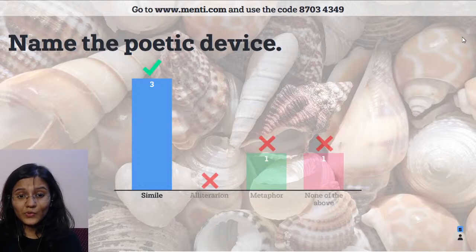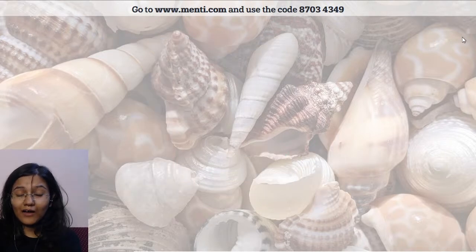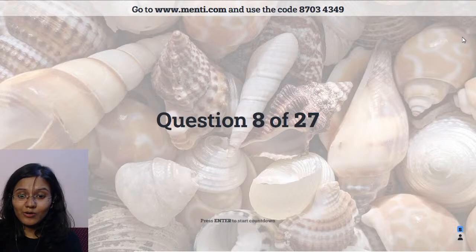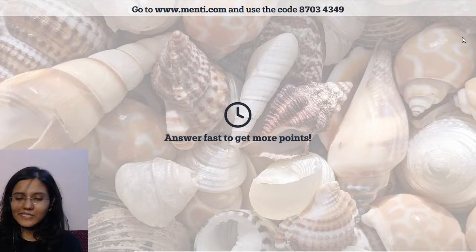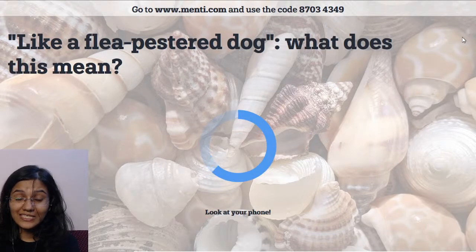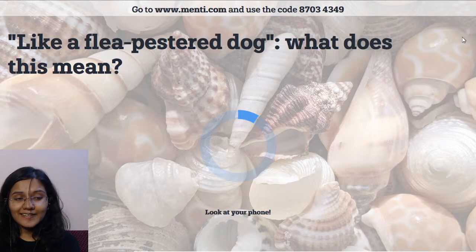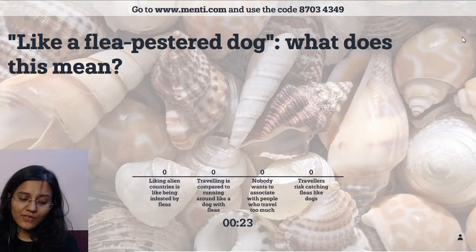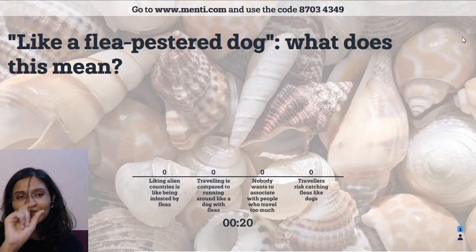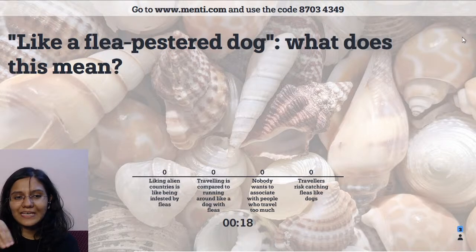Yes, to those of you who said there is a simile in that line, you would be correct. And the simile would be like a flea-pestered dog. A simile is a poetic device in which a comparison is being made quite directly between two things. It generally involves the use of the word like or as or something like that. And here too there is a simile at play. Metaphors are also comparisons, but they don't have like or as in them. They sort of just implicitly make a connection between two things.